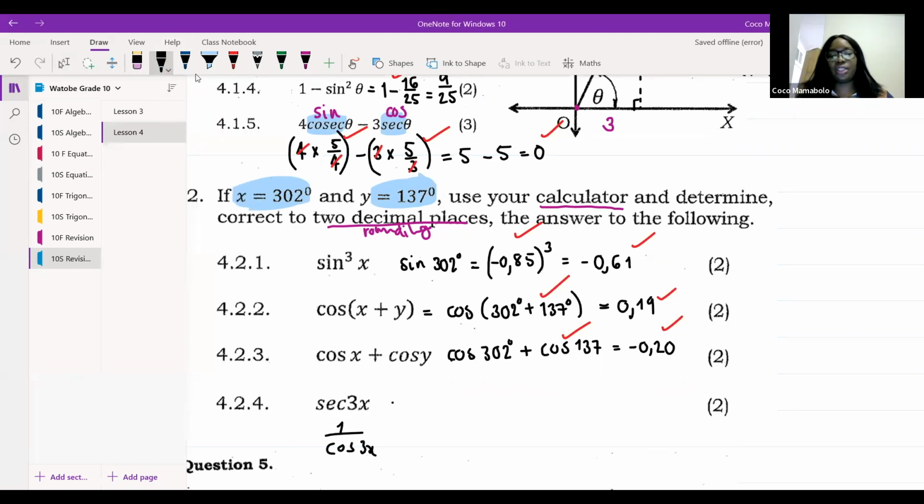All right, good. So this is going to equal to 1 over the cos of 3 times, because the 3 is multiplied to x, 3 times 302 degrees. And that should give us negative 1, comma 0. It says 009, so we need to round off properly, negative 1, comma 01, because it did ask for 2 decimal places. All right. Can I get a thumbs up?